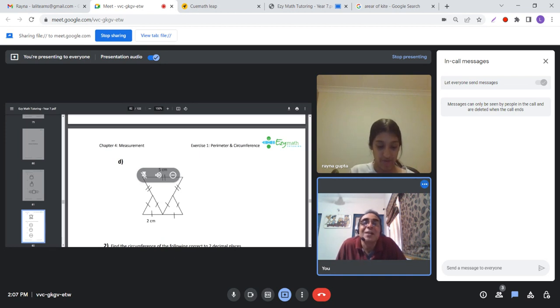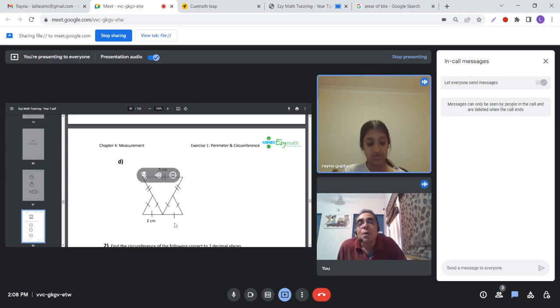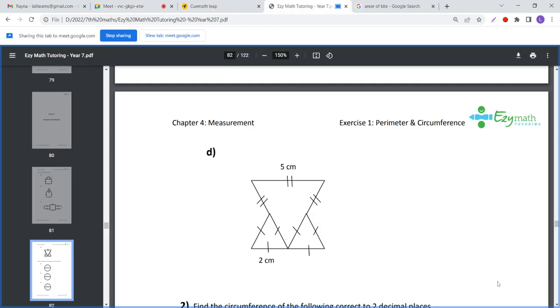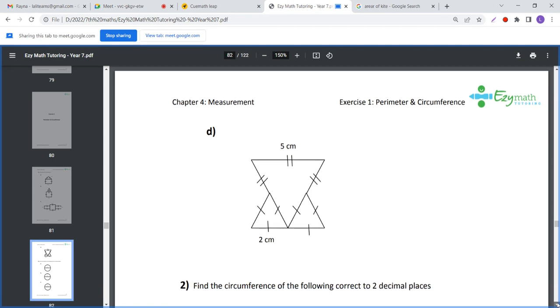Now you take that complete triangle, 5 centimeters, 5 centimeters, 5 centimeters. It makes 15. That is correct. But then that small triangle, two sides are 2 centimeters each. The third side you already included in the 5 centimeters, isn't it? So that would not be included. 15 plus 4 plus 4. So 15 plus 8 is going to be 23.